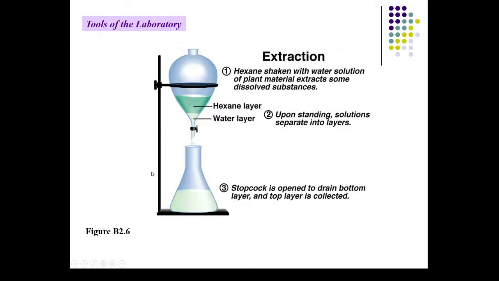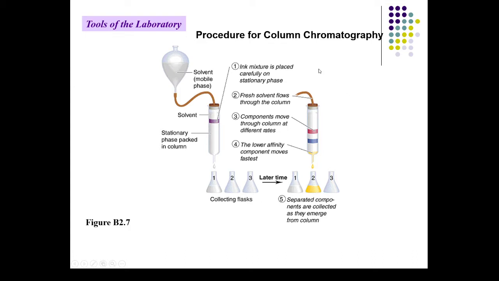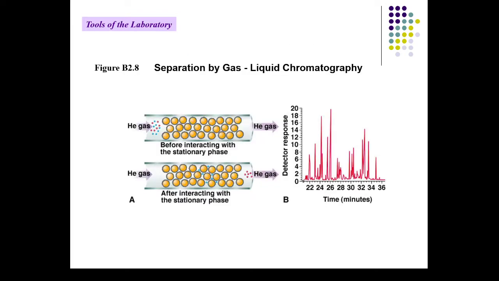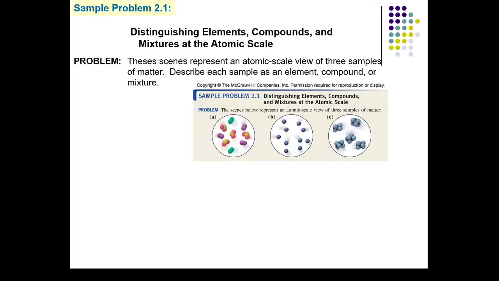Extraction is another thing you'll do in organic chemistry, and there are lots of different chromatographies based on either solubility or particle size and so on. Okay. So in sample problem 2.1 from the book, it says, which of the following designates or distinguishes an element, a mixture, or a compound?